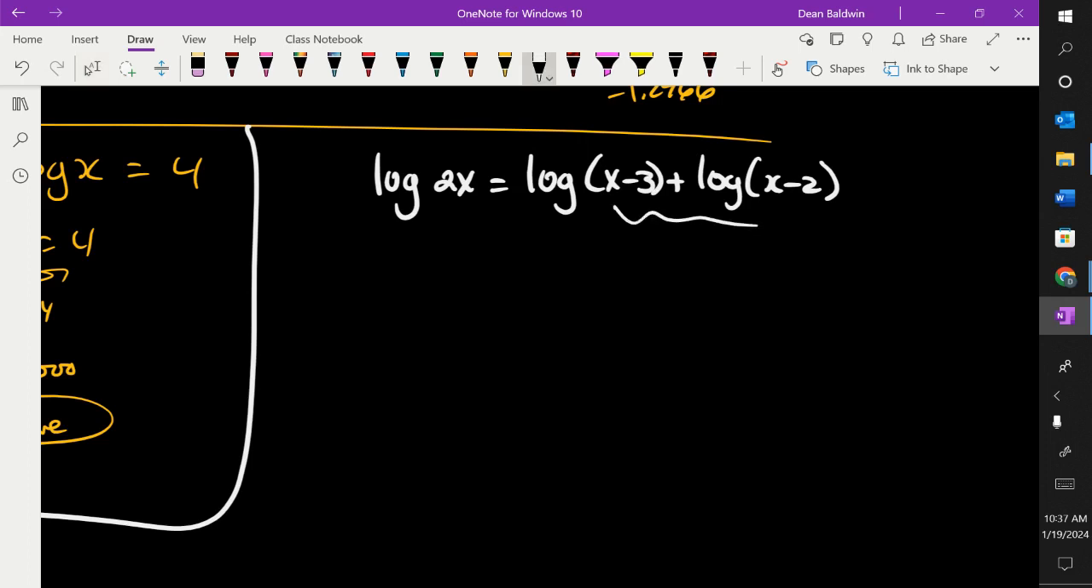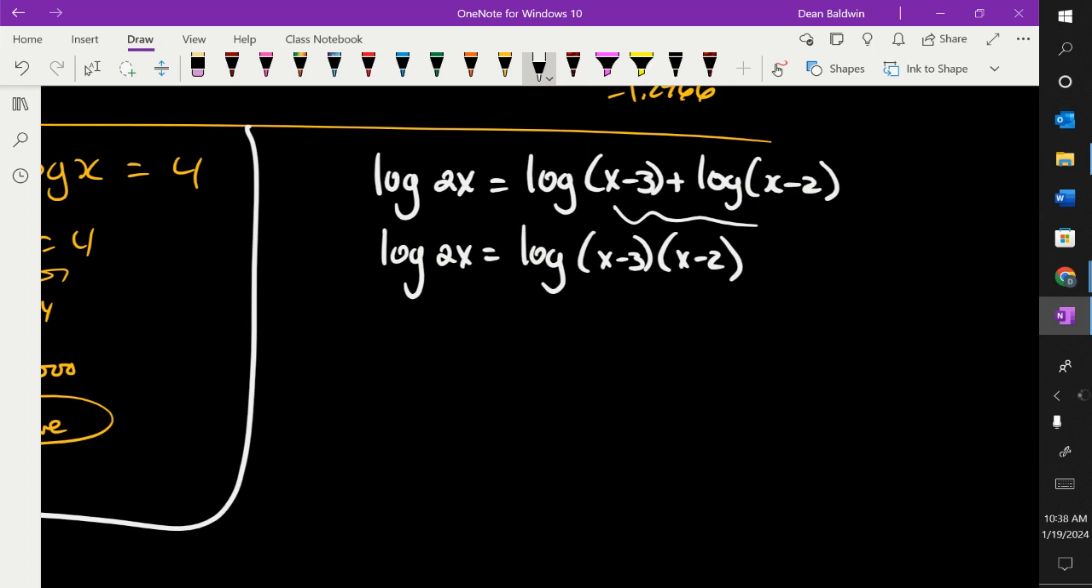Combine the logs, right? And we're adding, which means you are multiplying the arguments. Now what? What do we do now, peoples? The bases are the same on the logs, right?